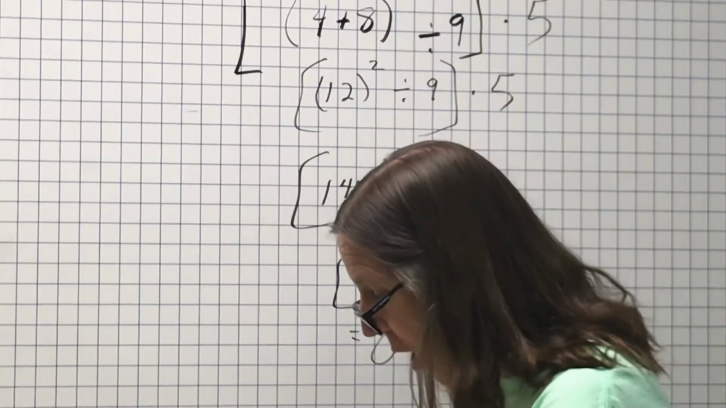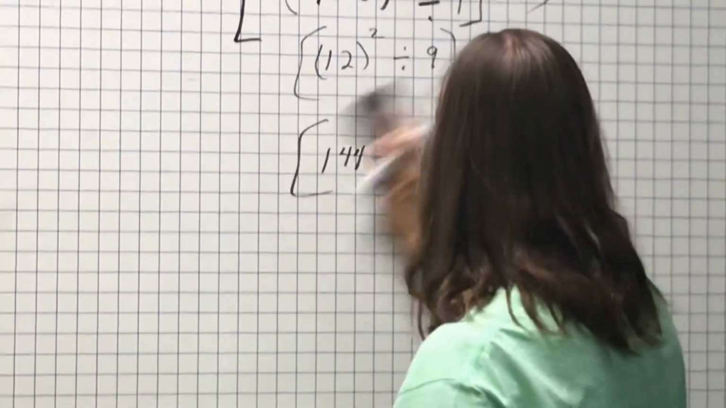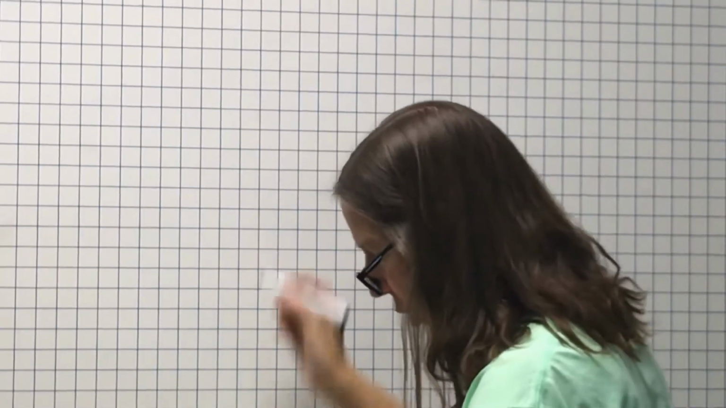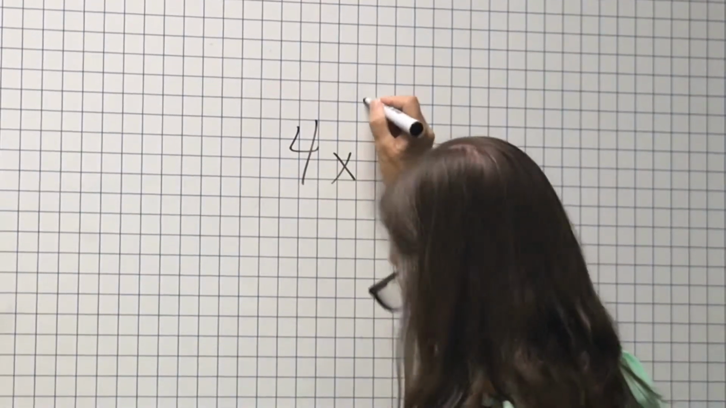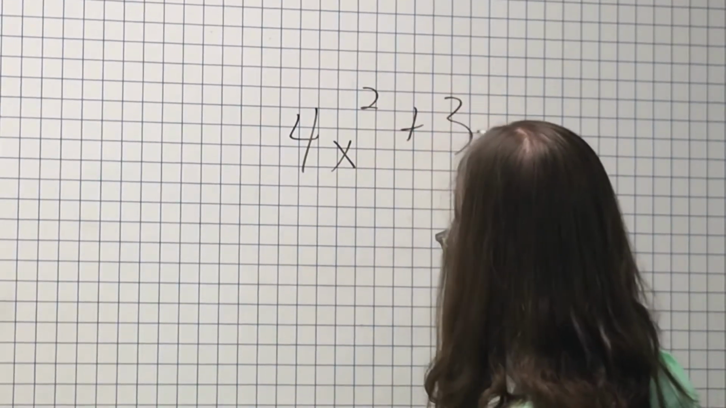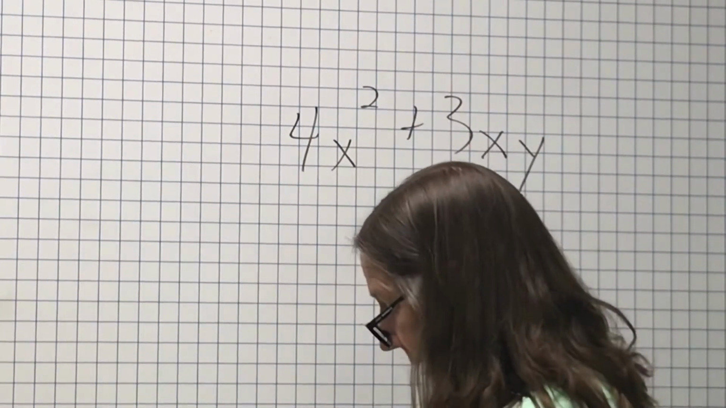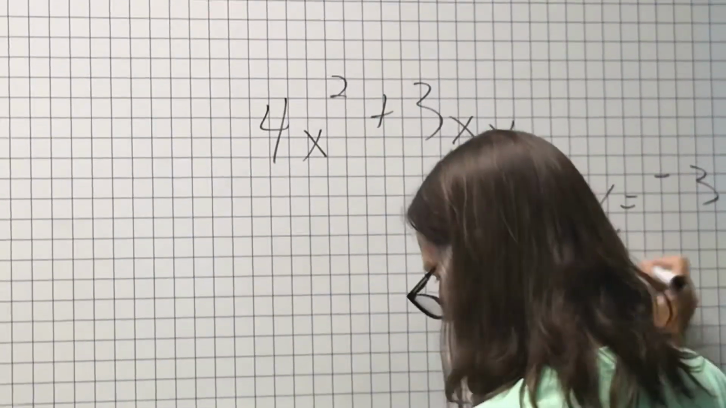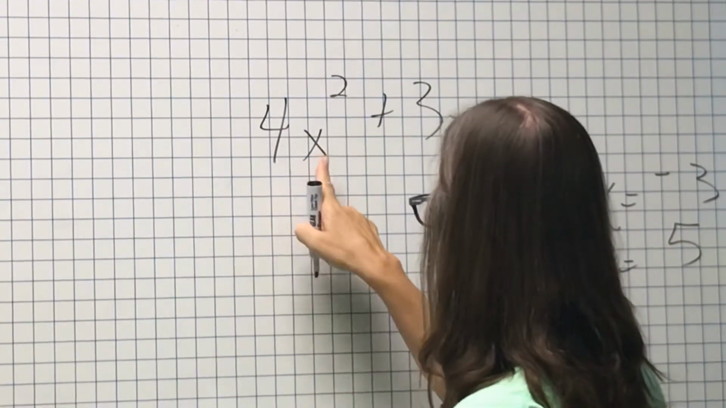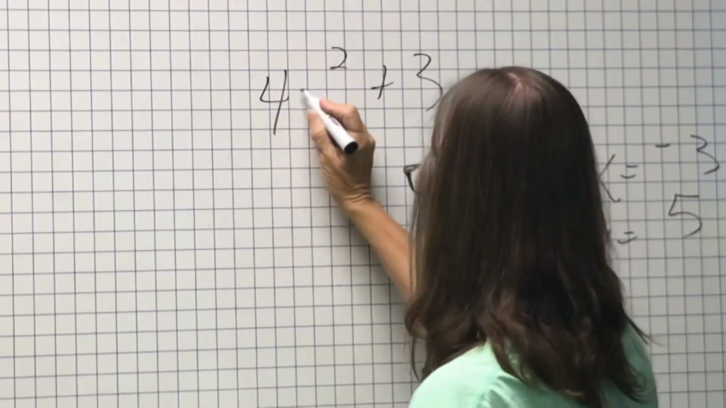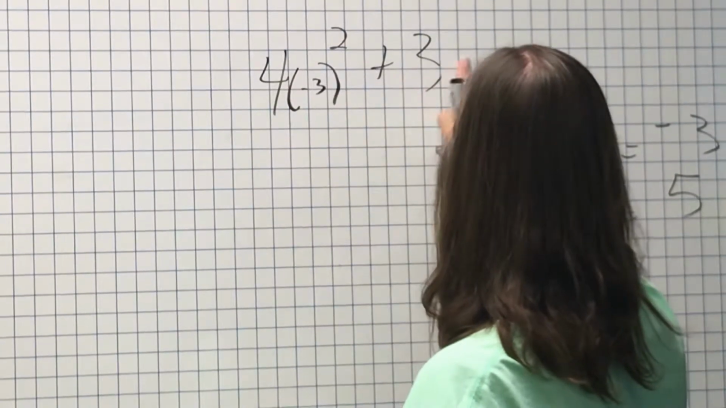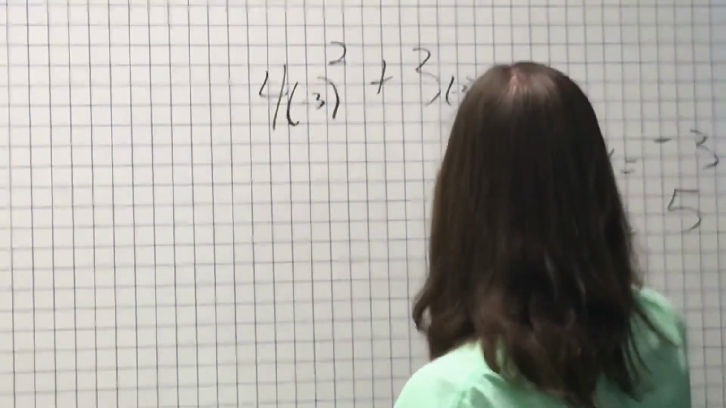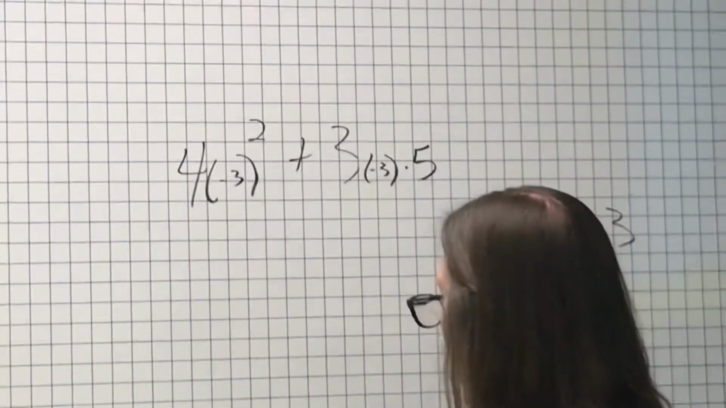Now we have one more where you can fill variables in with numbers if they give them to you. And that's pretty easy too. You have 4x squared plus 3xy. They said solve that if x is equal to minus 3 and y is equal to 5. That means everywhere there was an x, you put in minus 3. And everywhere there's a y, you put in 5. And then you do the math.